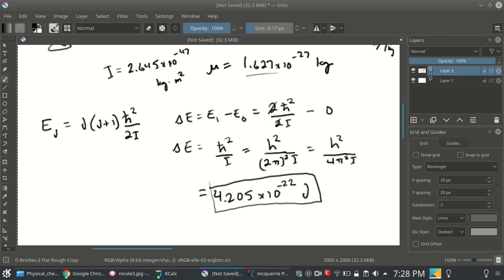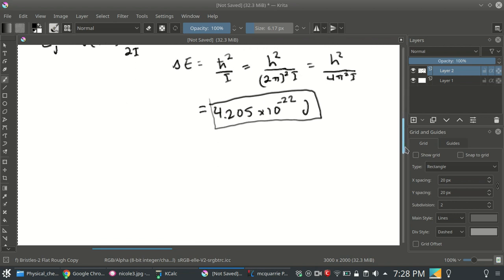The 2's cancel. So if you can figure that out, please let me know. I don't see any place where there would be a factor of 2 multiplying this thing. All right, so anyways, that is how to get the delta E.